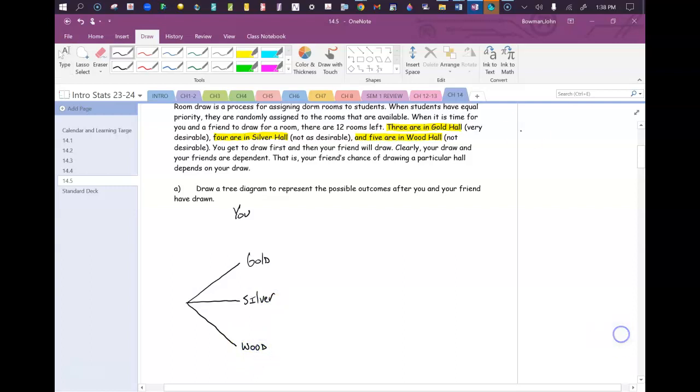And we know that there are 3 in gold, there are 4 in silver, and there are 5 in wood, so that's a total of 12. So there's a 3 out of 12 chance of you drawing Gold Hall. There's a 4 out of 12 chance of you drawing Silver Hall, and a 5 out of 12 chance of you drawing Wood Hall. Now that you go, your friend gets to go, and your friend is also going to have 3 possibilities, regardless of what happens for you, but the probabilities for those 3 possibilities are going to be different depending on what happens for you.